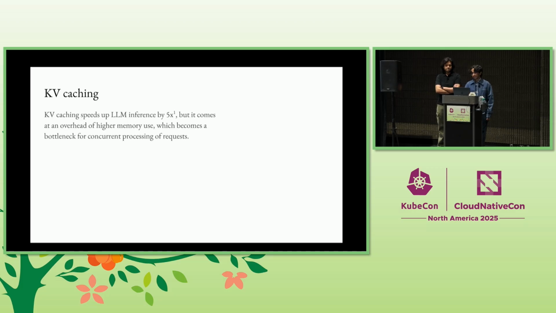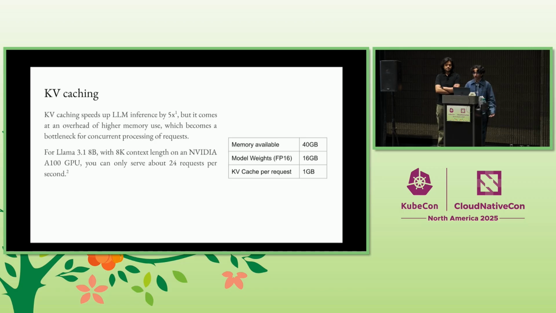KV caching speeds up LLM inferencing by up to 5 times, but it comes at an overhead of higher memory use, which can become a bottleneck for concurrent processing. To help visualize this, if you have an 8 billion parameter model and you're trying to serve it using floating point 16 bits, it's going to occupy 16 gigabytes of memory on a 40 gigabyte memory GPU. That only leaves about 24 gigabytes of memory for your KV cache.